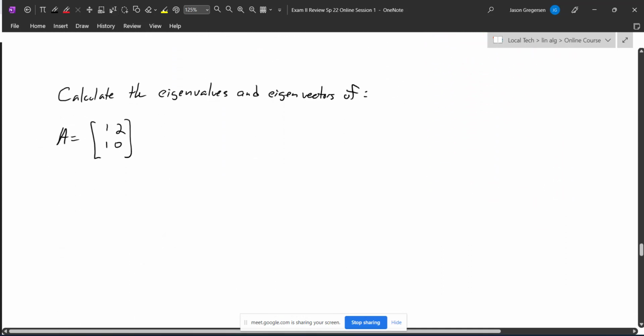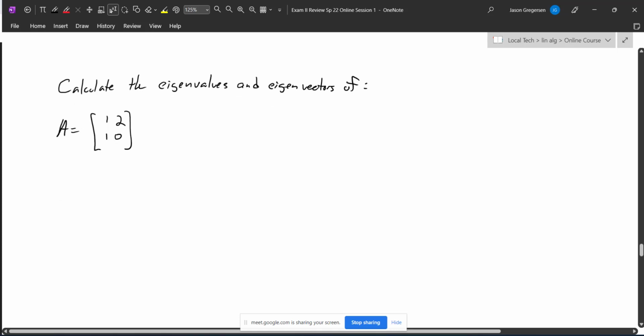Let's see if we can knock one out. Go ahead and calculate the eigenvalues and eigenvectors for this matrix. Once you find your eigenvalues, why don't you type your eigenvalues into the chat, just to make sure we're all working with the correct eigenvalues.